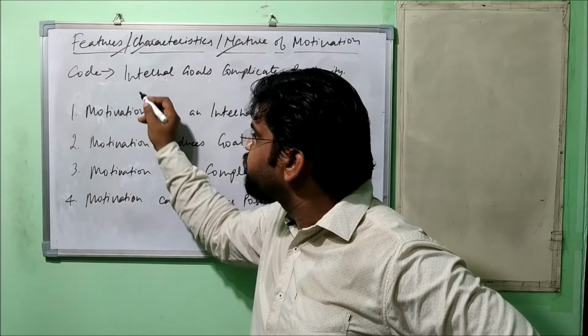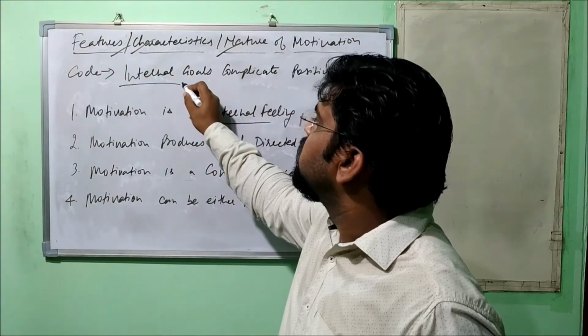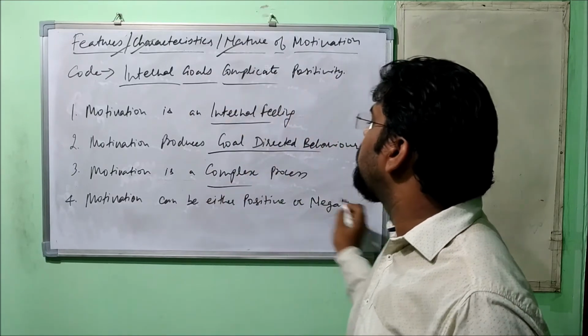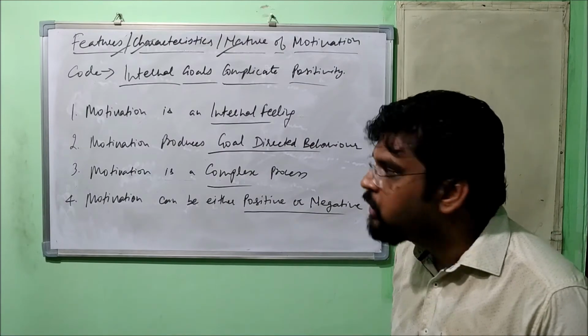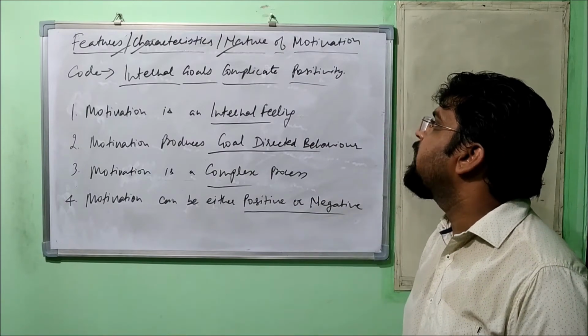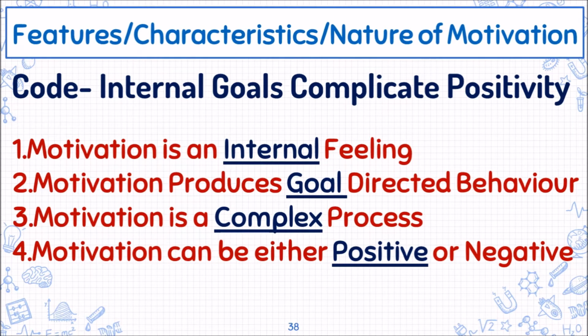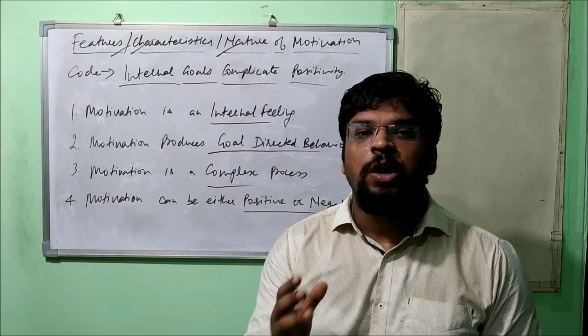How it works? This internal is there for internal feeling. This goals is there for goal-directed behavior. This complicate is there for complex process, and this positivity is there for positive or negative, right? Internal goals complicate positivity. Now let's understand all these features one by one.